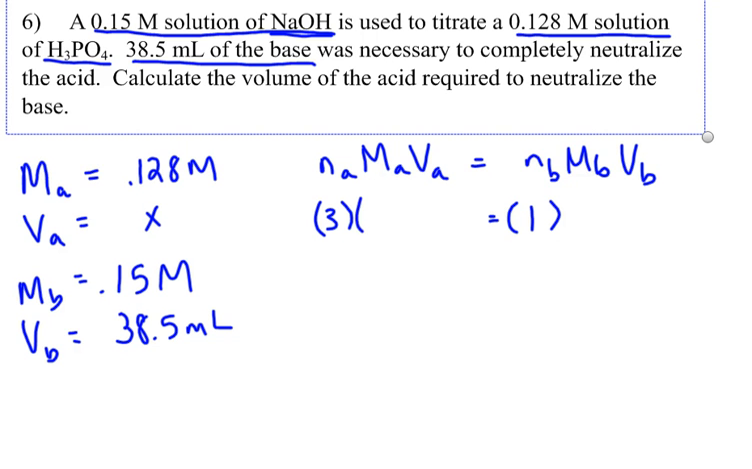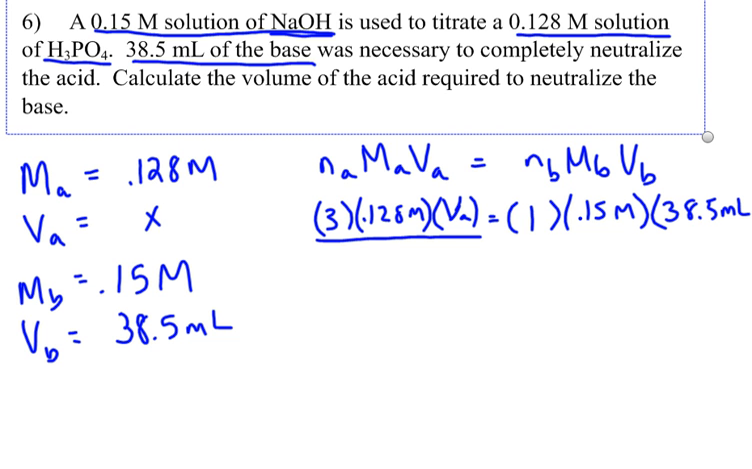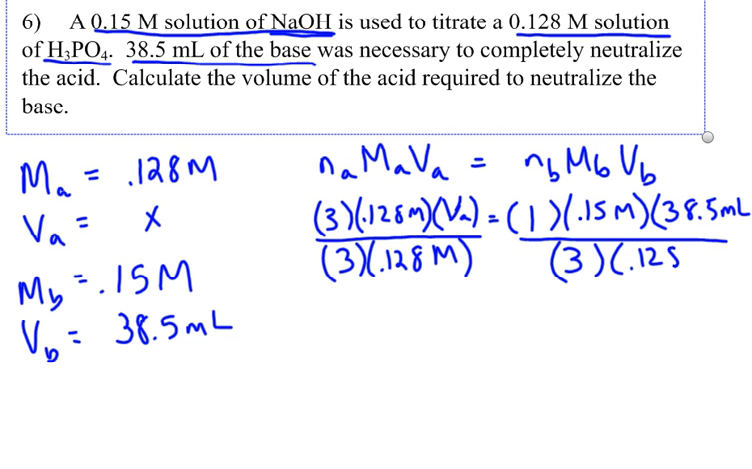So molarity of the acid, plugging it in, 0.128 molar, times our X, which is the volume of the acid, is equal to, let's see, the molarity of the base was 0.15 molar, and the volume of the base was 38.5 milliliters. We're solving for VA, so we have to divide by 3 and 0.128 molar. All right, so the 3's cancel, the 0.128's cancel. We have VA is equal to this.